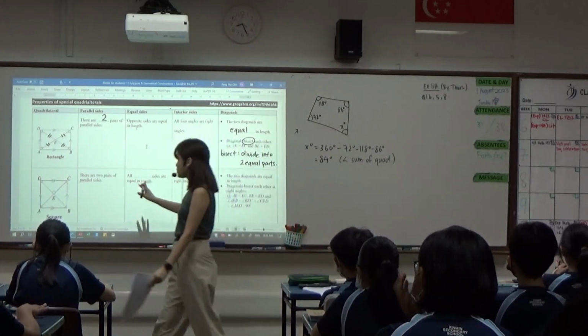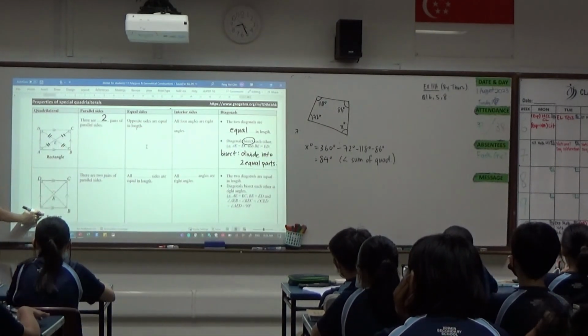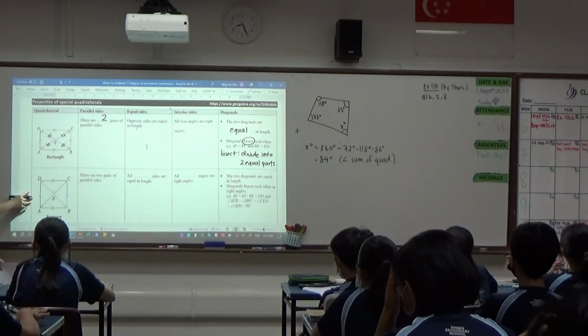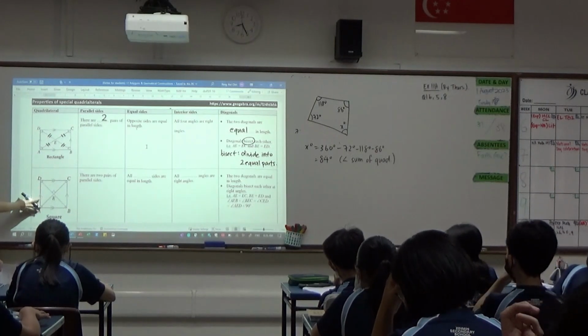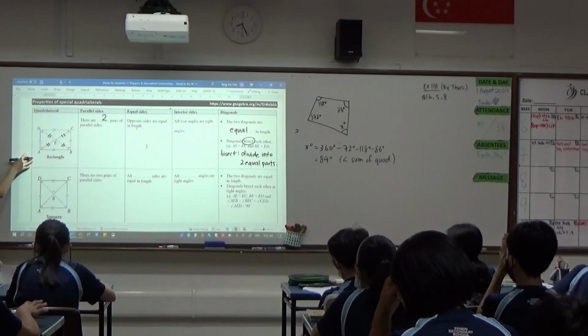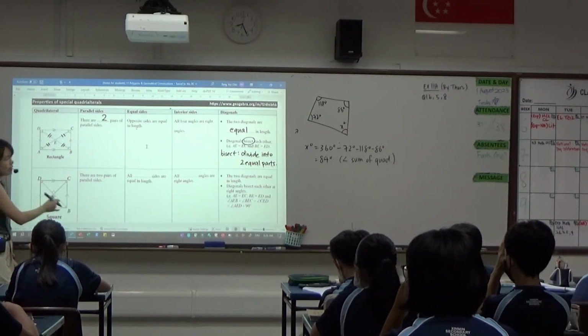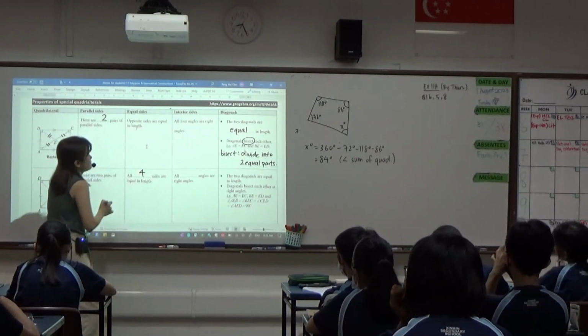In our square we are also aware that there are two pairs of parallel sides, and very importantly, how is it different from a rectangle? How is a square different from a rectangle? All the sides are equal, right? So all four sides are equal in length.